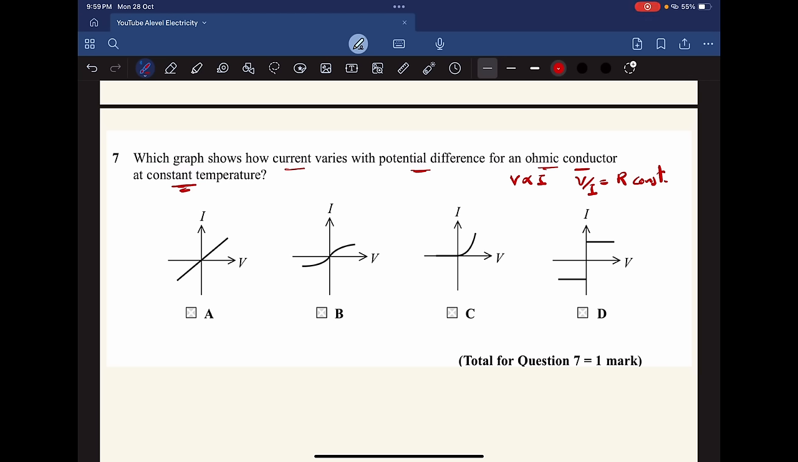Or if you want to make it I divided by V, it is going to be like 1 over R, and this must also be constant because the temperature is constant. And the constant gradient, as a mathematical skill in the relation between I and V, must be shown as a straight line, not a curved line. So the correct answer for question 7 is A.